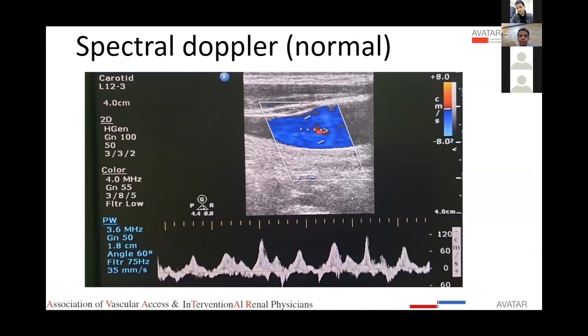The closer it is to 0, which means that if the beam and the blood flow are parallel to each other, then the Doppler shift is maximum. The closer it is to 90, that is the beam and the blood flow are perpendicular to each other, then the Doppler shift will be less. In fact, if they are perfectly perpendicular, no color flow will be seen because there is no Doppler shift.